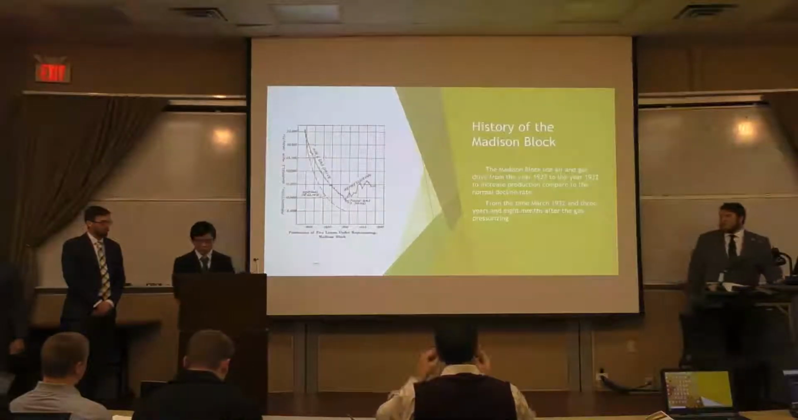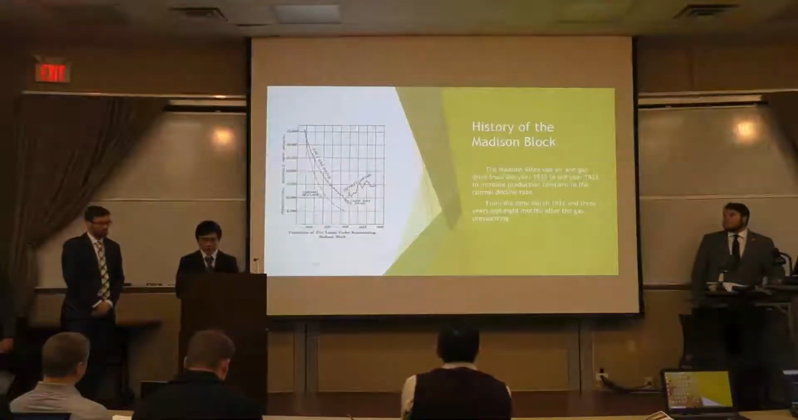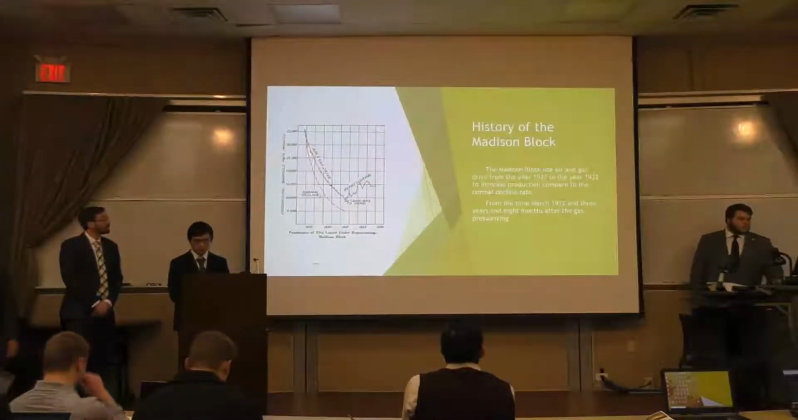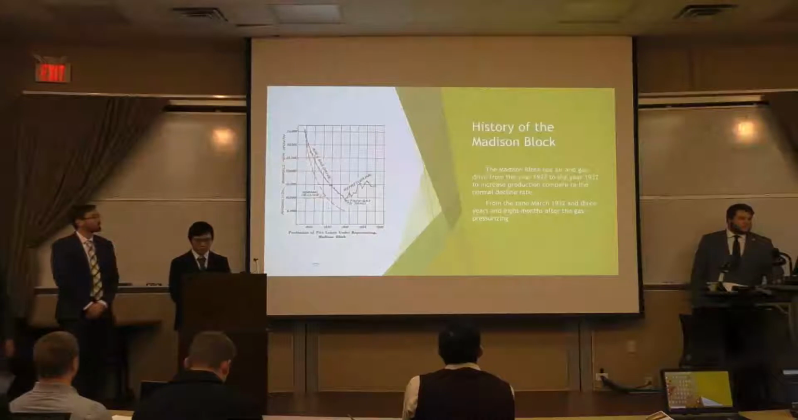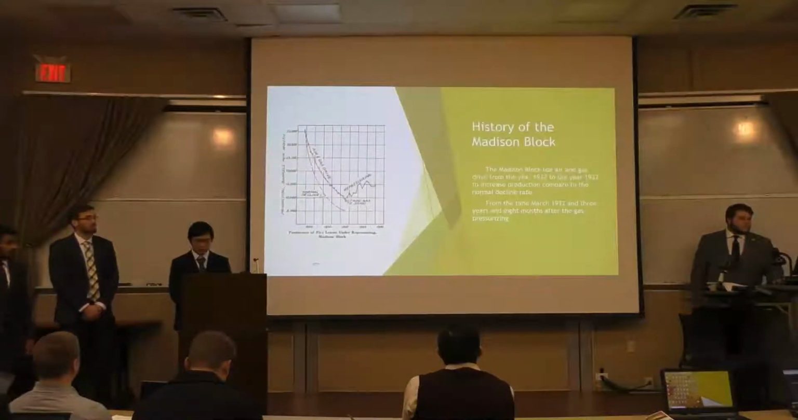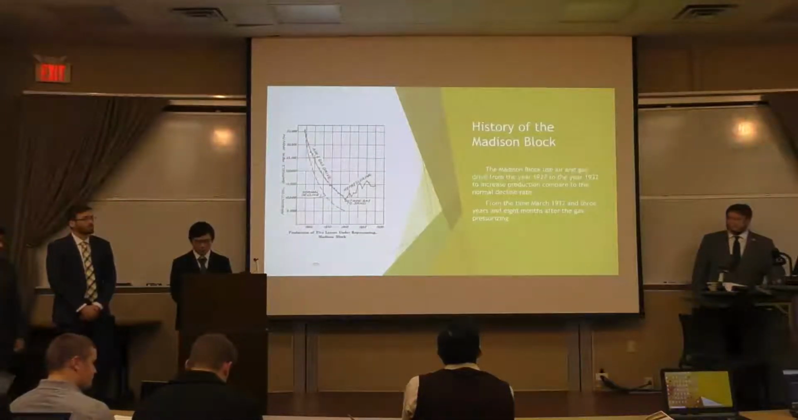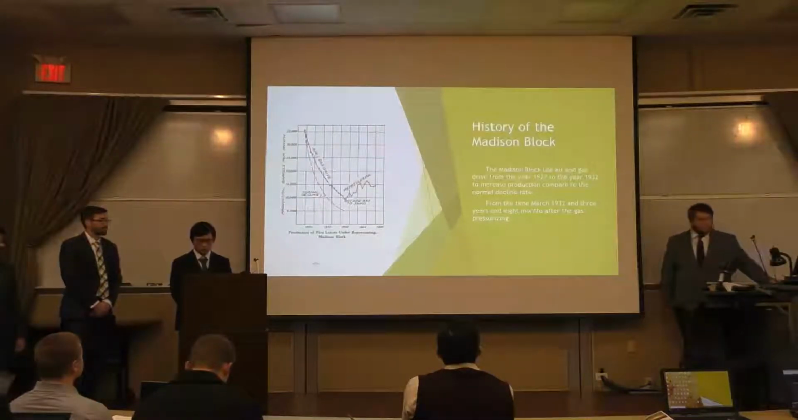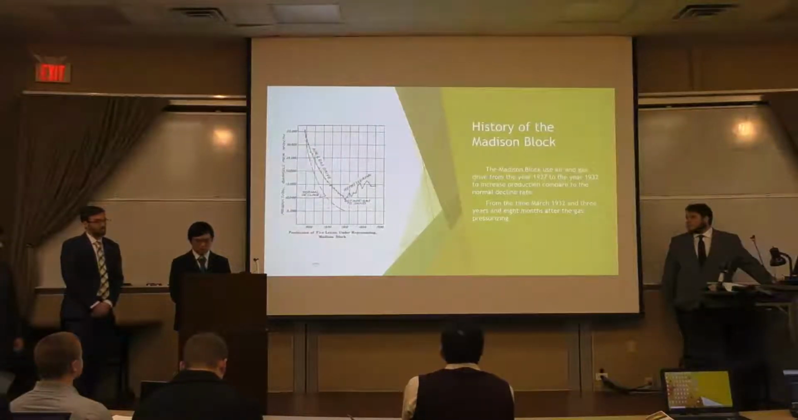The history: the Madison Block used air and gas drive from 1927 to 1932 to increase production compared to the normal decline rate. They injected 550,000 cubic feet of gas. The production started to decline after April 1932, and they figured out that too little energy was being added to the sand in comparison to the amount of gas being removed.